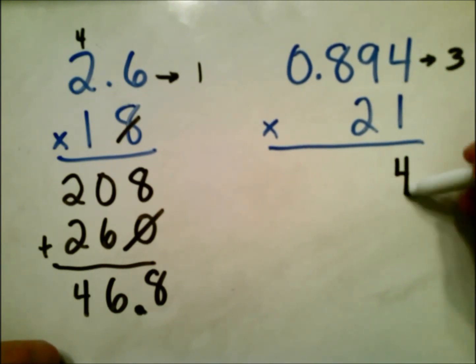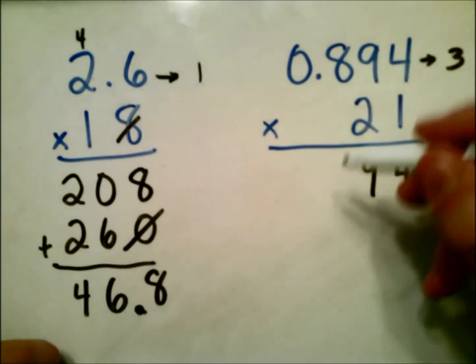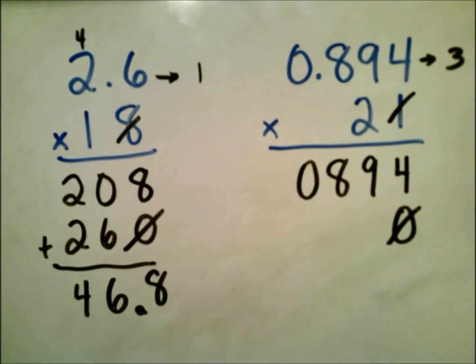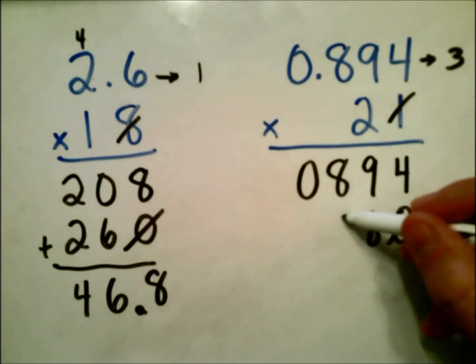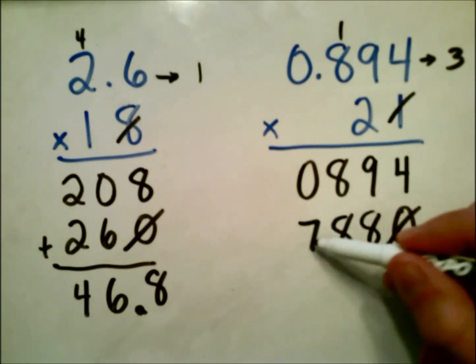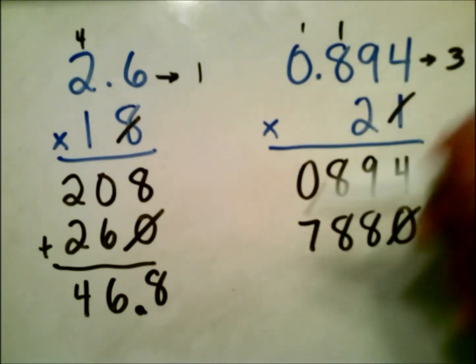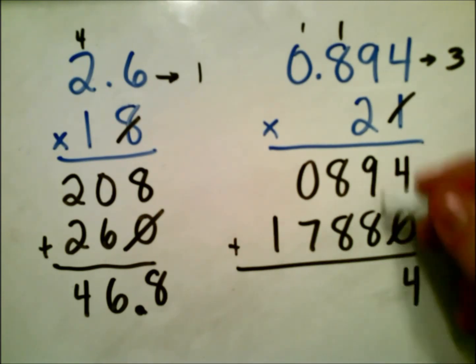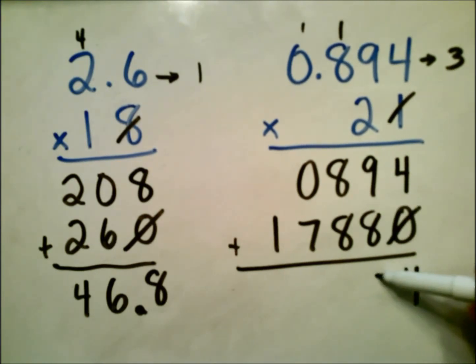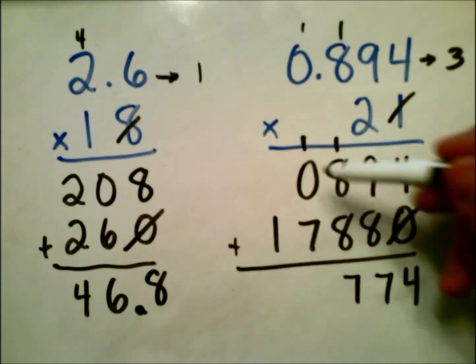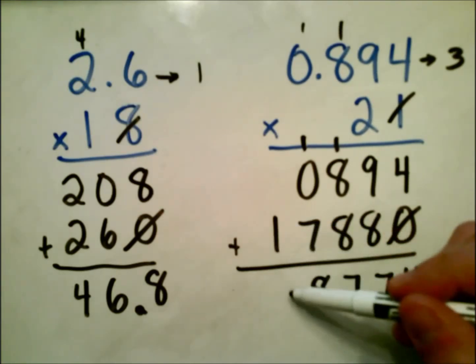So 1 times 4 is 4, 1 times 9 is 9, 1 times 8 is 8, 1 times 0 is 0. Okay, we're going to have a placeholder of 0 because we're done with the 1. 2 times 4 is 8, 2 times 9 is 18, 2 times 8 is 16, plus the 1 is 17, 2 times 0 is 0, plus 1 is 1. We're going to add these up. 8 plus 9 is 17, 8 plus 8 is 16, plus the 1 is 17, 1 plus 7 is 8, and then the 1 bring down.